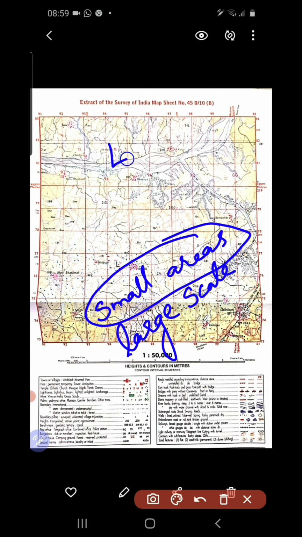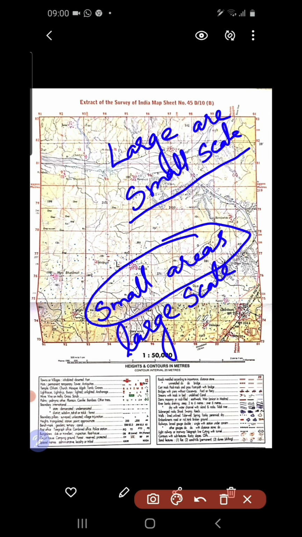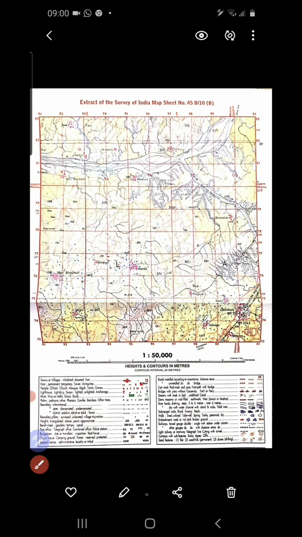Now for a larger area, what type of map do we have to go for? A small scale map. For example, for making the map of the world, or the Asian continent, a large area, we need to go for small scale, because such a large area has to be depicted on a small piece of paper. But for a smaller area, you can go for a large scale. Then only you can go into more detail of that smaller area. So topographical maps are mainly large scale maps.